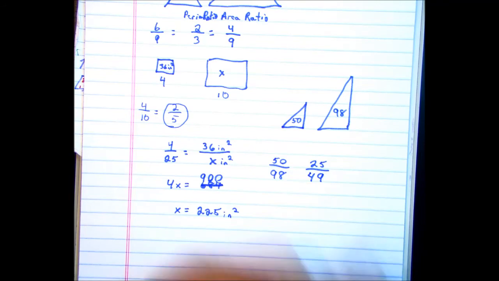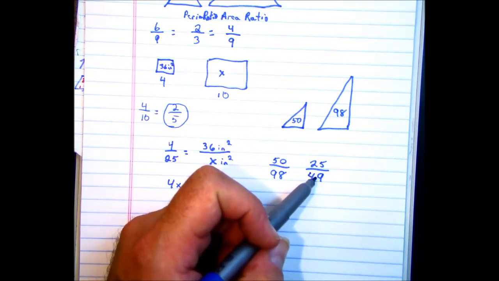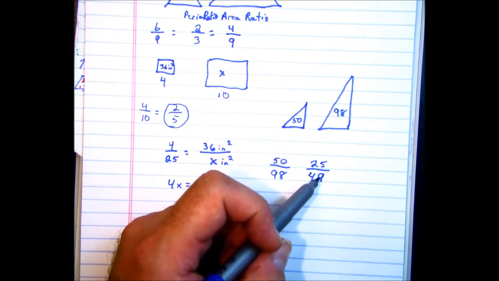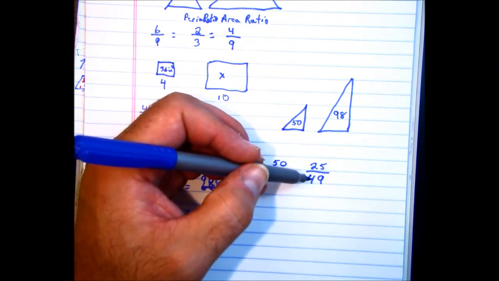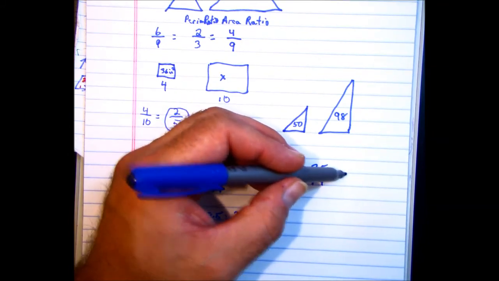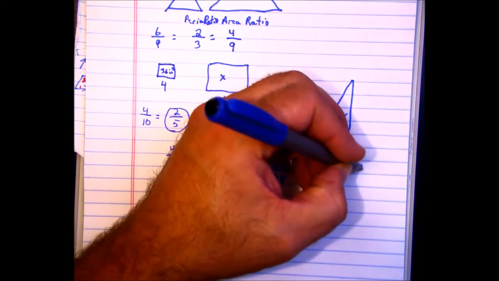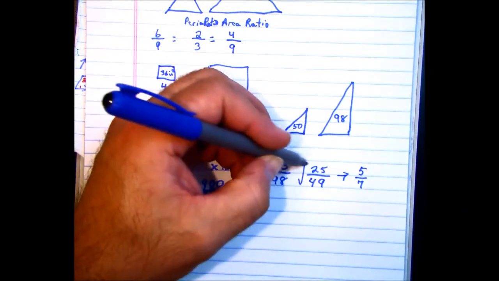Now notice, this is an area ratio. Now, the question is asked, what would be the ratio of the perimeters? Hopefully you know this is an area ratio, which means everything here is squared. So how do I find perimeter? I'd have to do the opposite of squaring, which is square rooting. And you would see that the perimeter ratio is 5/7. Why? Because I have to square root it.